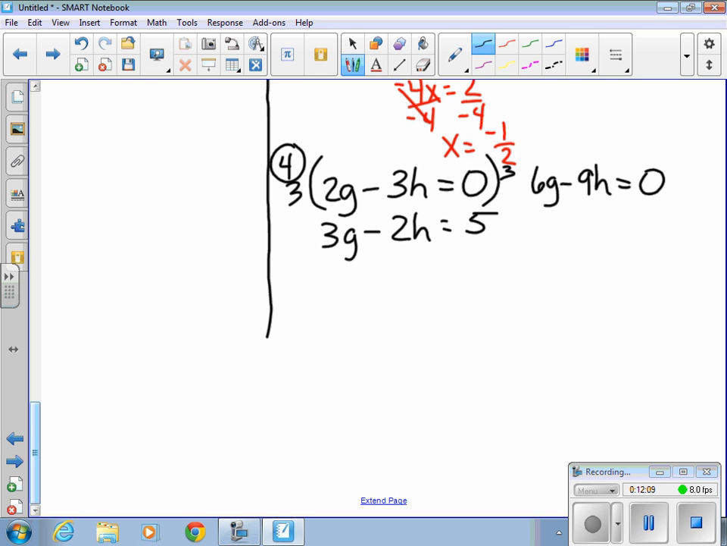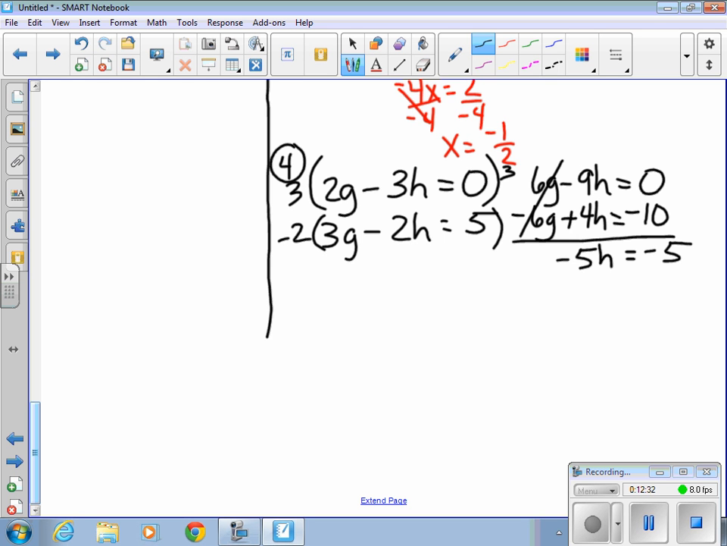Now for the bottom, I want the bottom to be a negative 6g so that my g's will cancel off. So in order to get to negative 6, I have to multiply everybody by negative 2. That will create a negative 6g plus 4h equals negative 10. And now I can eliminate the g's and continue with my problem. Negative 9h plus 4h is negative 5h. 0 minus 10 is negative 10. I'm sorry, negative 10. Get ahead of myself here. You're going to divide both sides by negative 5, and you get h equals positive 2.